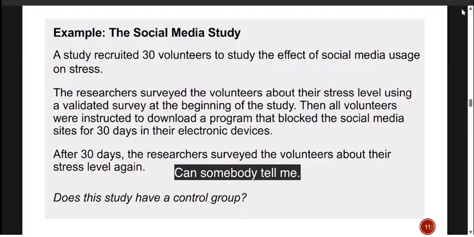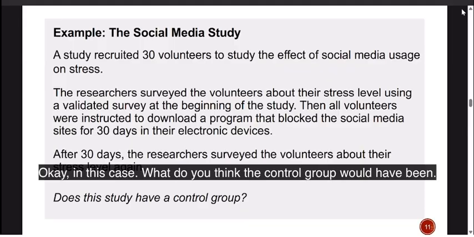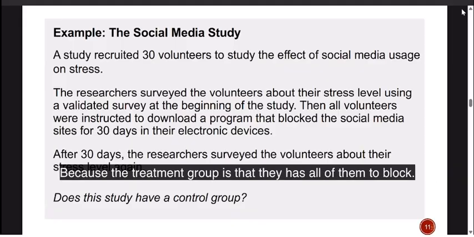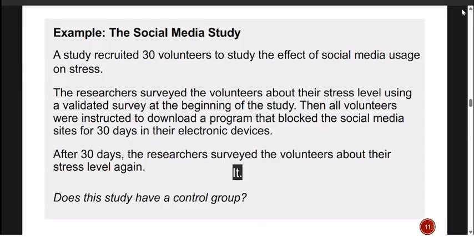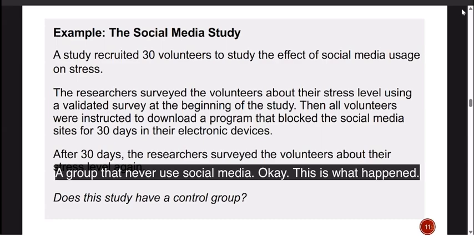Can somebody tell me, in this case, what do you think the control group would have been? Because the treatment group is that they asked all of them to block the social media site for 30 days, all the participants. So what would be the control group in that regard? Maybe a control group would be a group that never used social media prior.